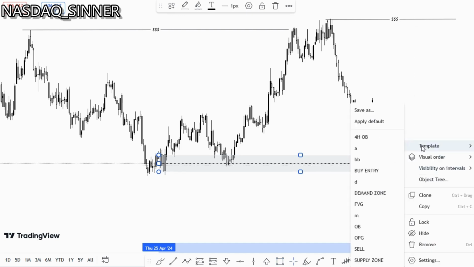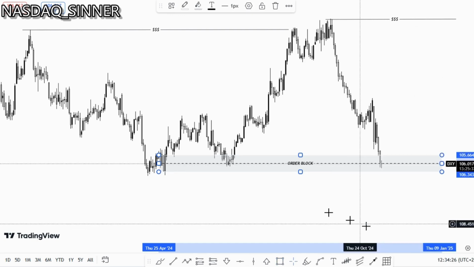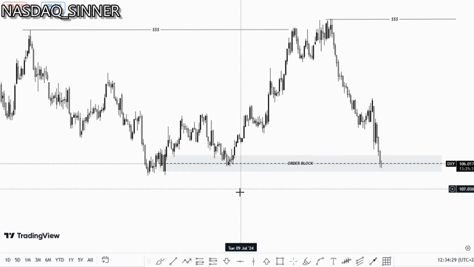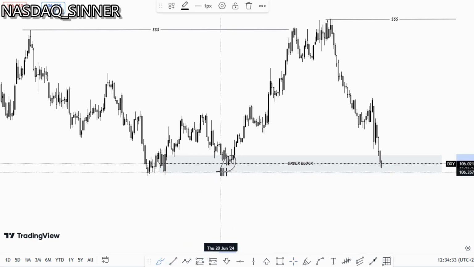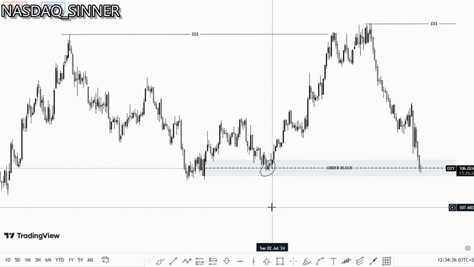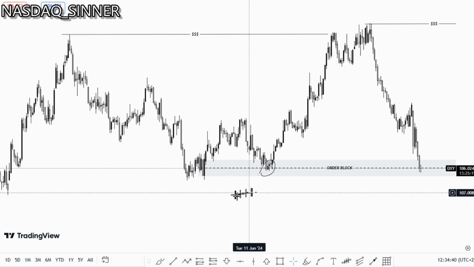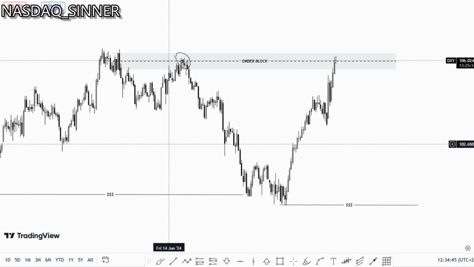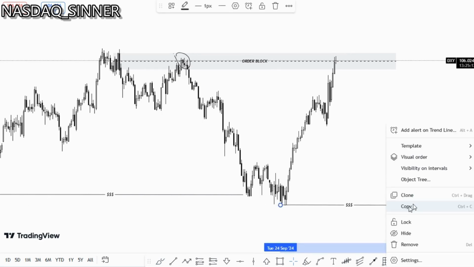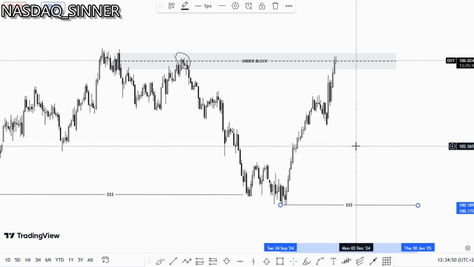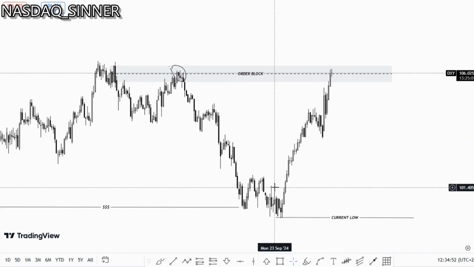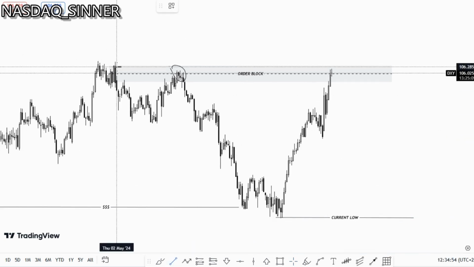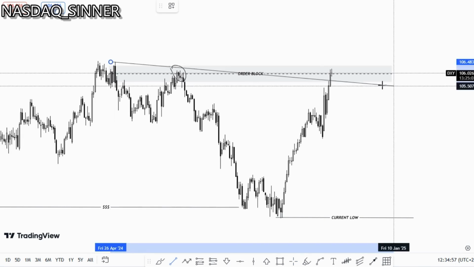If I were to template this one, I'd say this is an order block, and we could see that it is respected around this place over here. So what should I look for, since I have this order block being respected? I'm going to flip the chart back again and see what I have. This is my current low, and this is my current high over here, the top side, right?